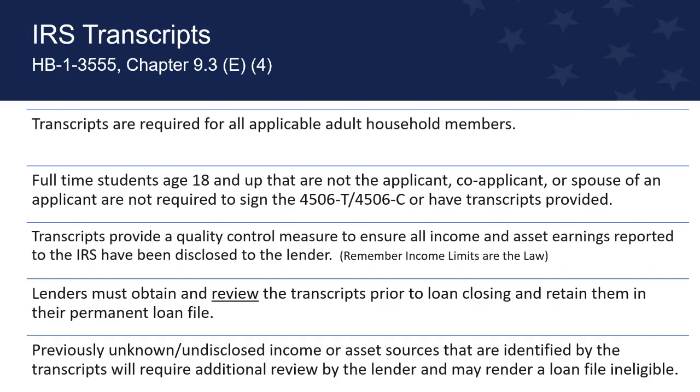IRS transcripts are required for all adult household members unless they are a full-time student. The transcripts serve as a quality control tool to verify that all income and asset earnings reported to the IRS have been fully disclosed to you as the lender. The transcripts must be obtained prior to loan closing and retained in the permanent case file. If you're unable to obtain the IRS transcripts, you may document the correspondence to and from IRS in the permanent case file, and this will satisfy the requirement. Any income or asset sources that were not disclosed and are revealed through the transcripts will need further review by the lender, and it could make the loan file ineligible.